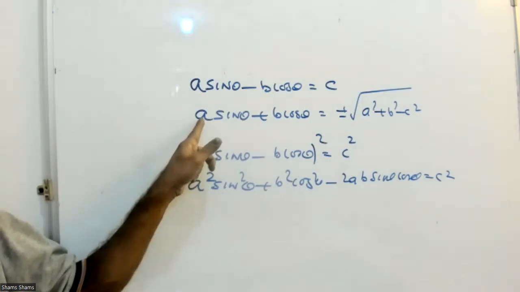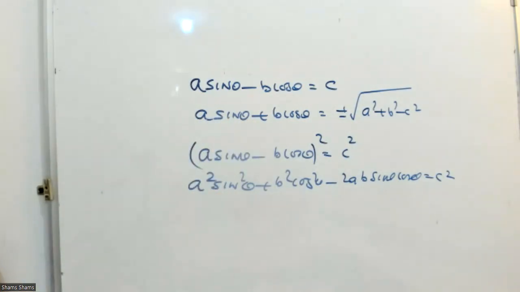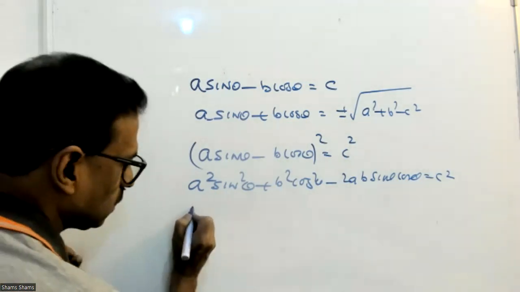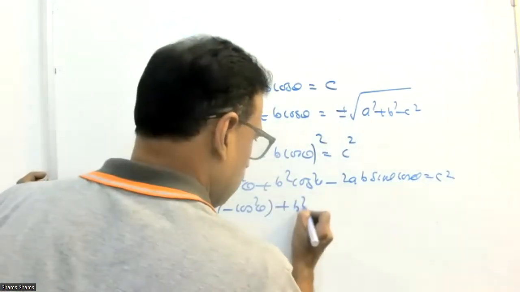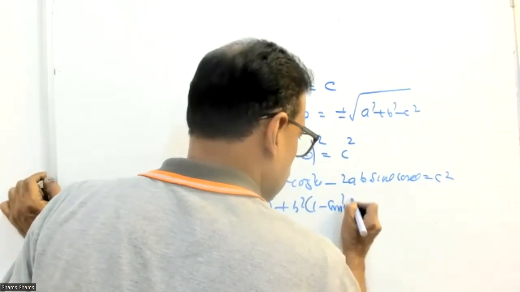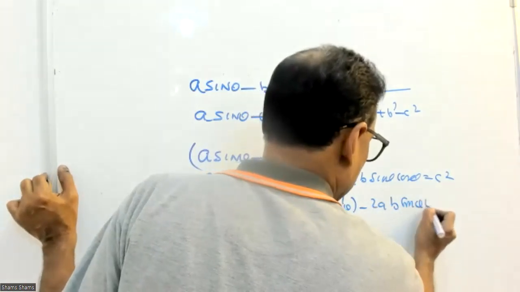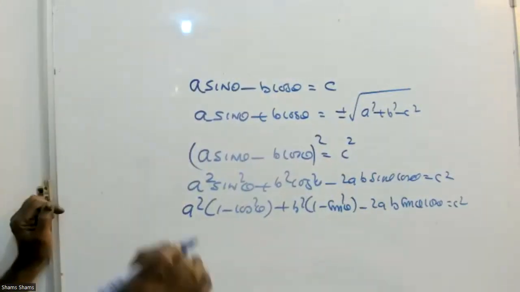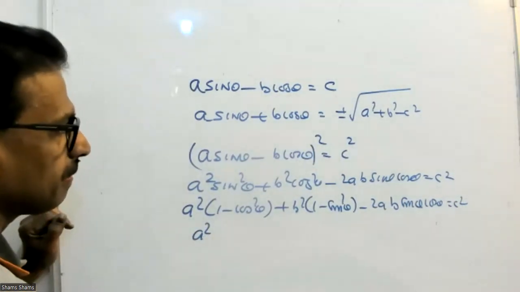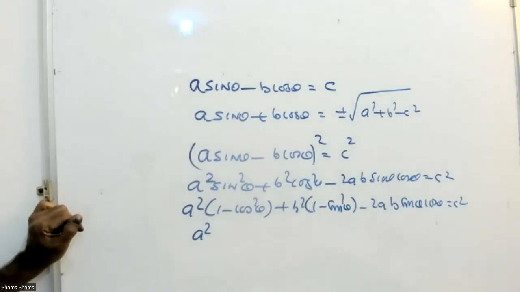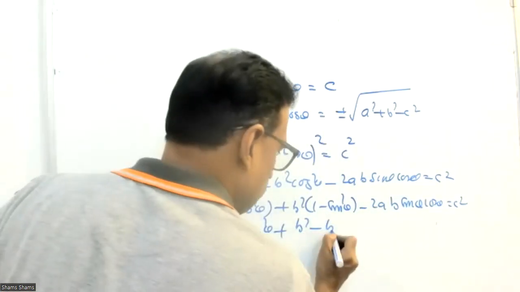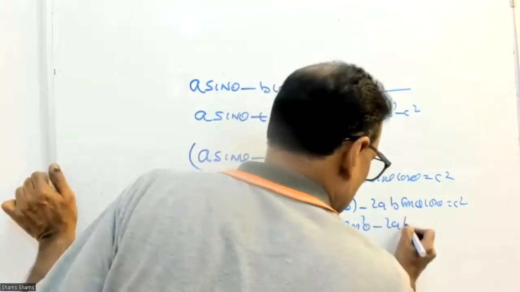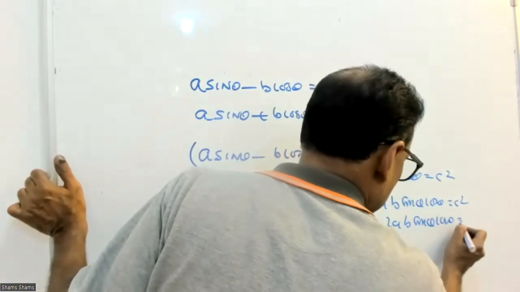Here we have A sin theta and B cos theta. So what I'm going to do, listen: A square into 1 minus cos square theta, I change like this, plus B square into 1 minus sin square theta, minus 2AB sin theta cos theta equals C square. Open the bracket: A square minus A square cos square theta plus B square minus B square sin square theta minus 2AB sin theta cos theta equals C square.